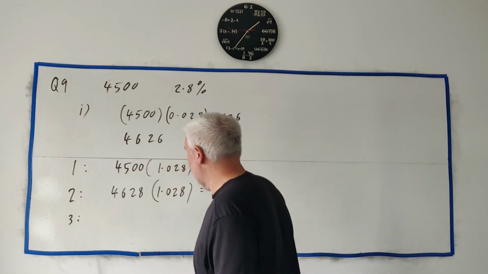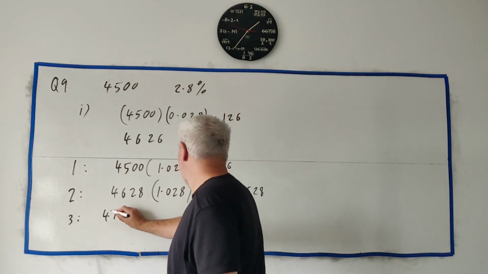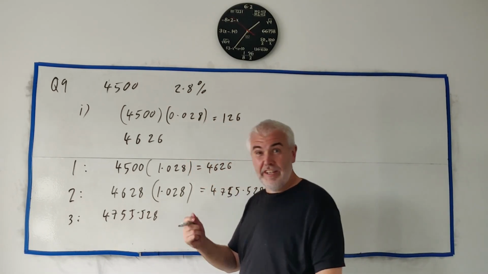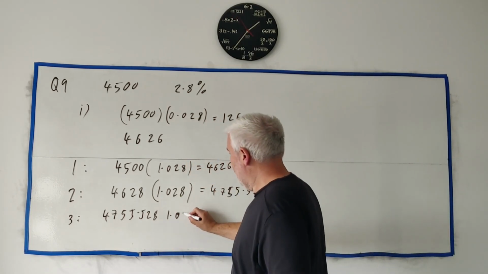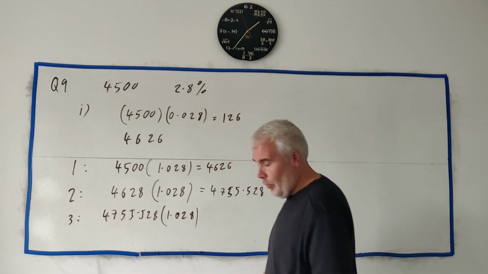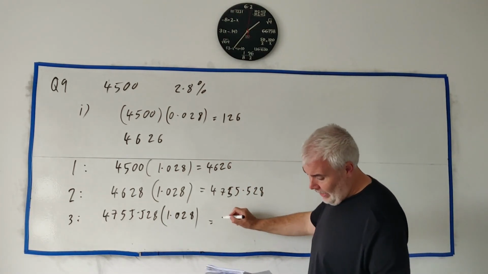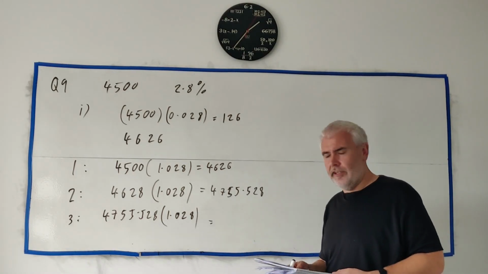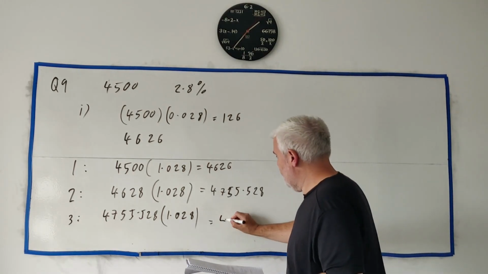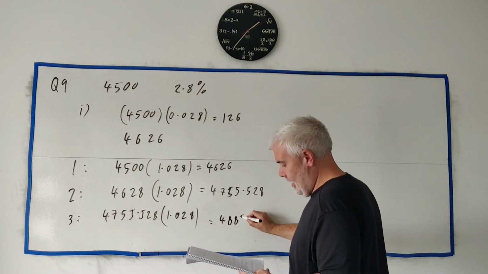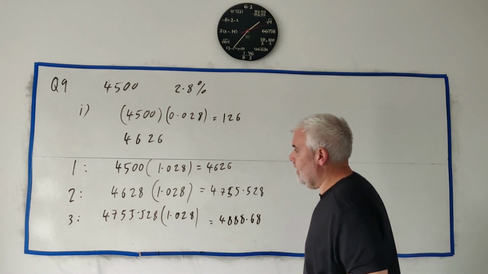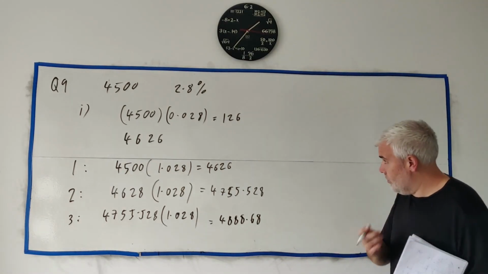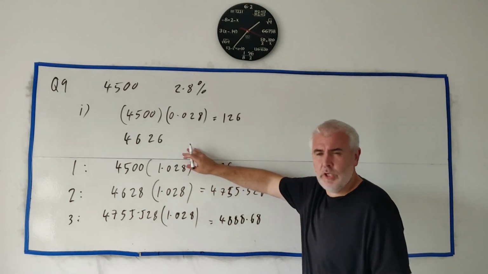But third year, you do the same thing again here, 4,755.528. There's an even faster way I'm going to show you in a moment. Multiply by 1.028, and the final answer would be, and I've rounded this one off to the nearest cent, 2 decimal places, 4,888.68.